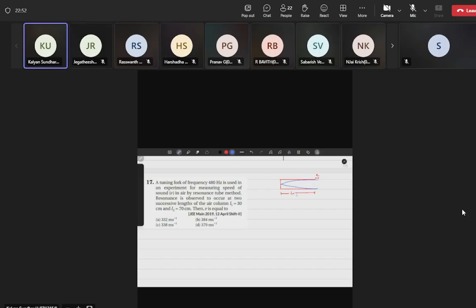So altogether this will be your L1 plus the end correction. Now you tell me, this is a node, this is an antinode. What is the distance between the node and the antinode? Lambda by 4. So L1 plus E will be equal to lambda by 4. Correct? L1 is not the whole length here; it is the length of the pipe as well as the wave which has been forming.